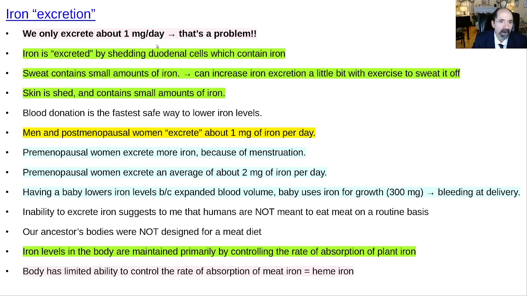We only excrete about 1 milligram per day. That can be a big problem because if you're eating meat every day, especially red meat, and doing other things that accumulate iron, like eating fortified grains or drinking red wine, your iron levels are going to get really high, and that's going to increase your risk of cancer, myocardial infarction and heart attack. We talk about iron being excreted by shedding duodenal cells, and sweat getting rid of some. Your skin is shed, which gets rid of a little bit of iron. Blood donation is the fastest way to lower your iron levels. We'll talk about that in the next lecture. Both men and postmenopausal women are only excreting about 1 milligram of iron per day.